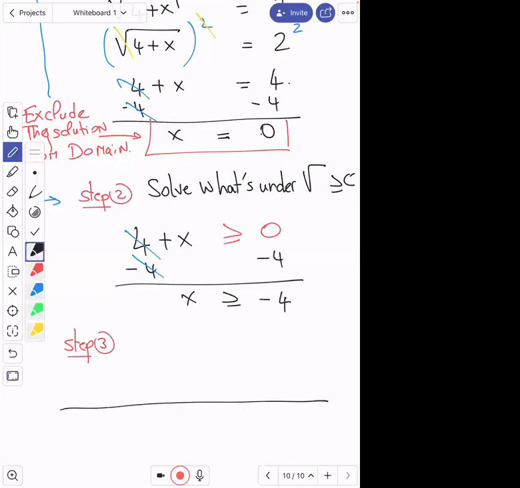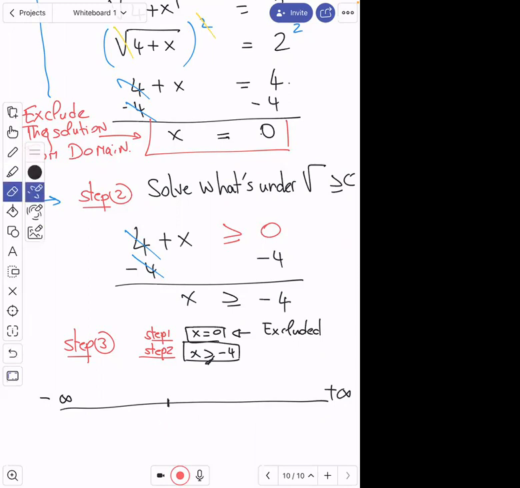All right, here's my number line, okay? Negative infinity, positive infinity. So what I said in step 1, we got this x equal to 0, right? And we said this needs to be excluded. x equal to 0 needs to be excluded, right? So I'm gonna need 0 here somewhere. And in step number 2, what I said is my x is larger or equal to -4. And that will be in the domain of my function f. So I'm gonna just put the 0 here, and here's my -4.